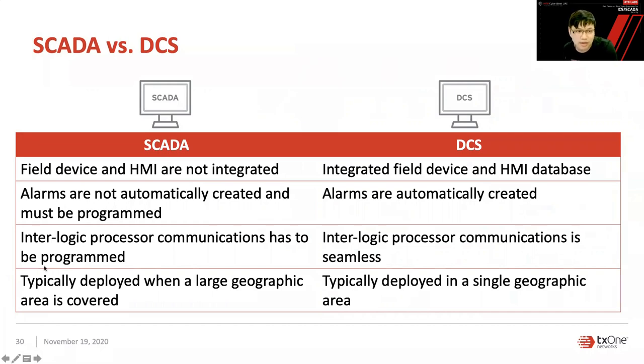SCADA and DCS: in SCADA, field devices and HMI are not integrated, but in DCS they are. SCADA is typically deployed when a large geographical area is covered. DCS is a single, very large area, like an arena, to build your DCS environment, because for power, manufacturing, chemical, or oil, you need a large distance or a single area to build your DCS.